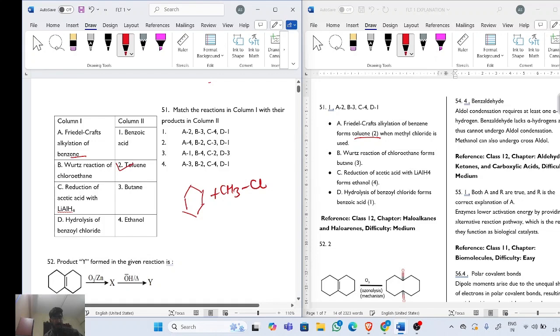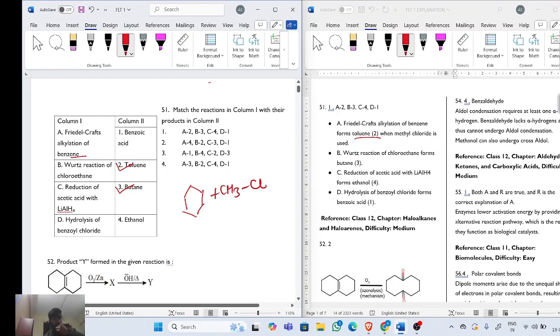Okay, option number B. Now, Wurtz reaction of chloroethane. Ethane means we have two carbons, but in the Wurtz reaction, the number of carbons just doubles. So from ethane, butane will form. Okay, so option number 3 will be its answer.